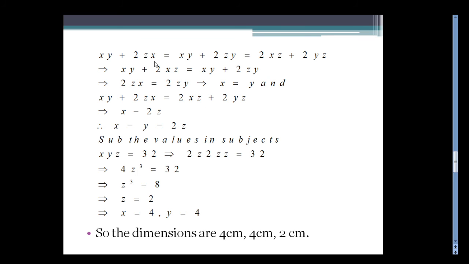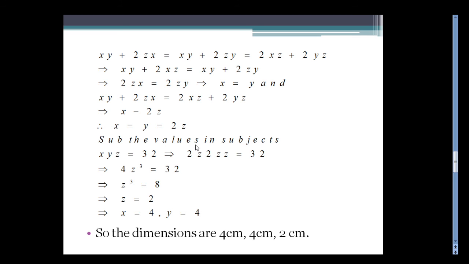And we take the first equation with the last equation, the third equation. So the first equation and third equation are comparable and cancel this 2xz and 2xz. We get xy equal to 2yz. Then we get x is equal to 2z. So from these two equations I am getting x is equal to y and x equal to 2z. Now I am getting x is equal to y equal to 2z.